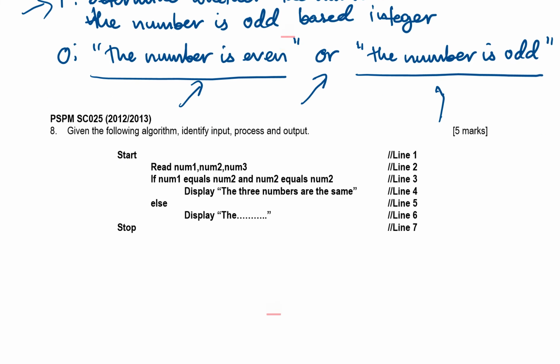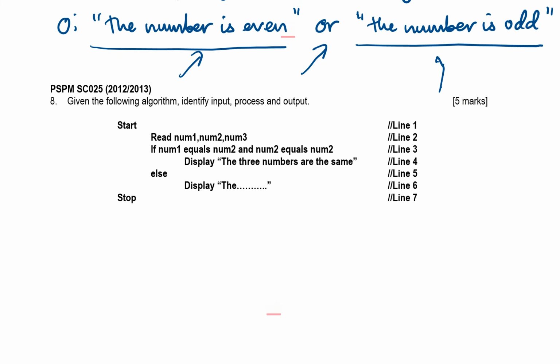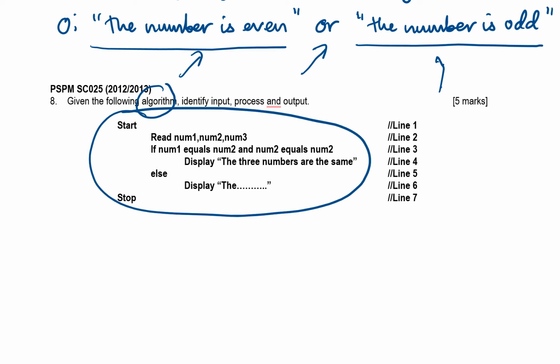Next, for question number 8. Given the following algorithm, as I told you just now, there are two types of algorithm, that is pseudocode and flowchart. Now this one is a pseudocode. Based on the pseudocode given, what is the control structure? You have three types of control structure: sequence, selection, and repetition.